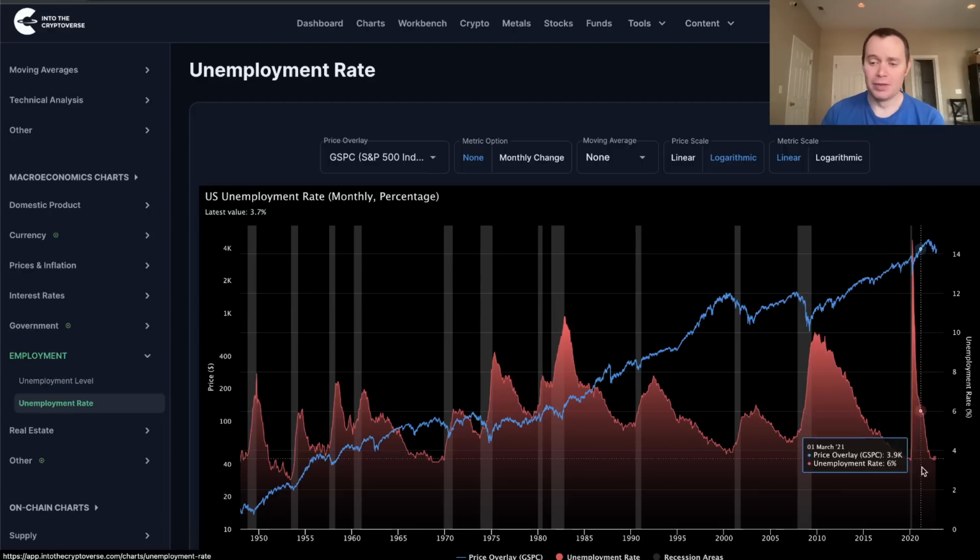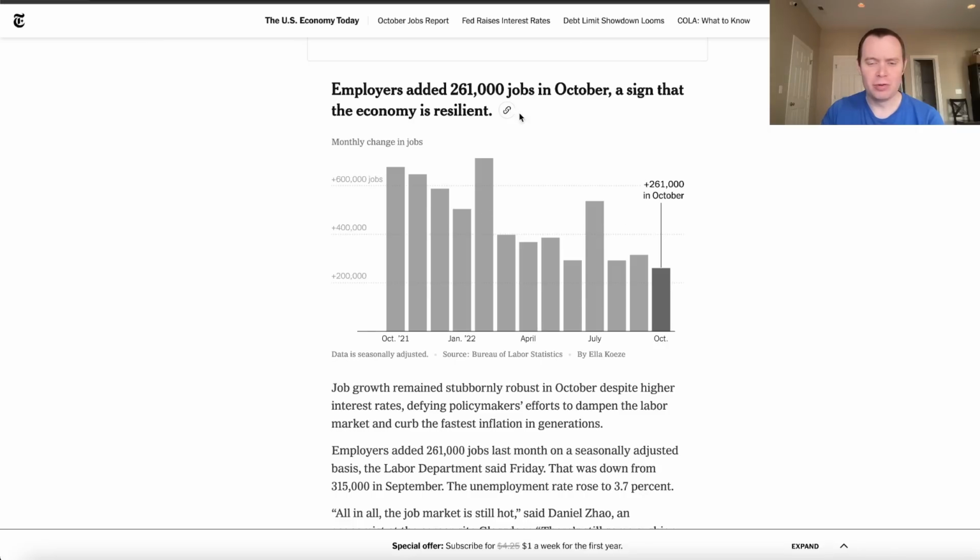So the unemployment rate has ticked up just a little bit. If you go look at some of the other things, right, we've added 261,000 jobs in October.